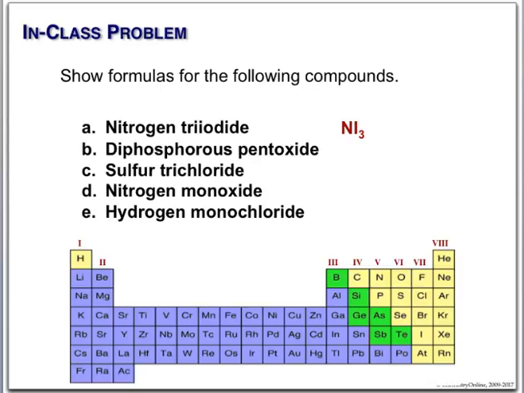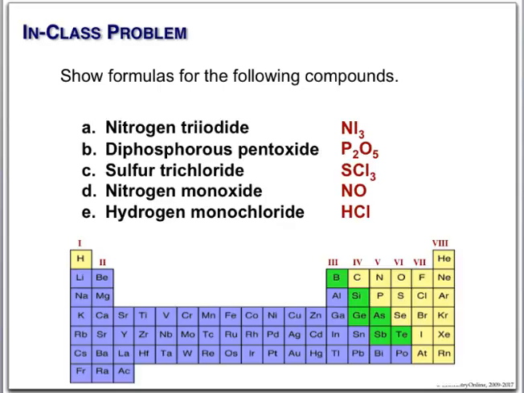Diphosphorus pentoxide, that's 2 phosphorus, 5 oxygens. Oops. 1 sulfur, 3 chlorines. Nitrogen monoxide, that's 1 nitrogen, 1 oxygen. Just say no. And finally, hydrogen monochloride, so we have a hydrogen, 1 chlorine. We will refer to this as hydrochloric acid as we get later into the course. Any questions?